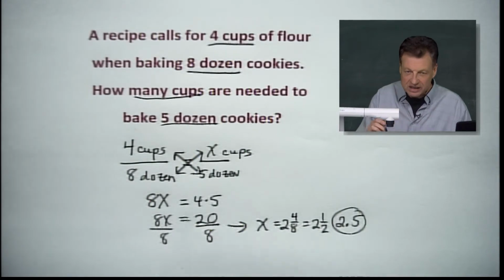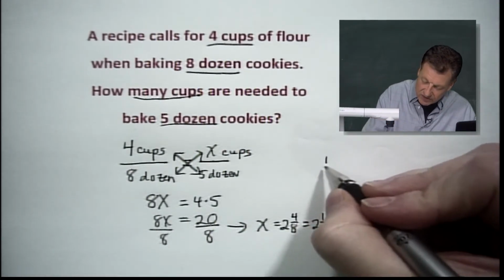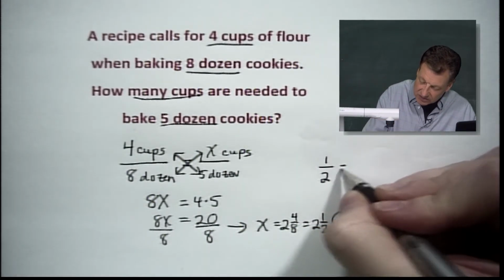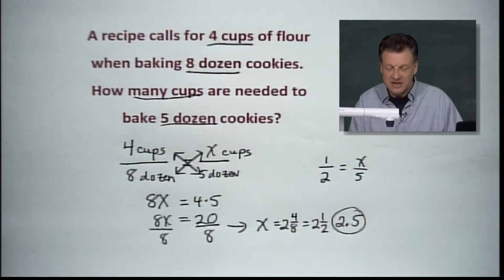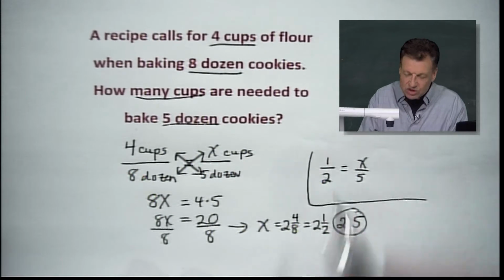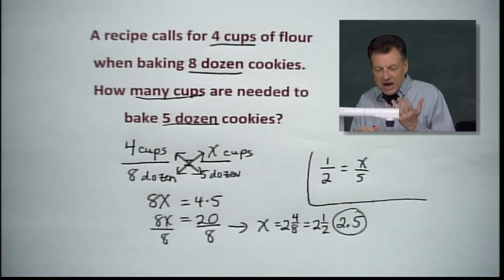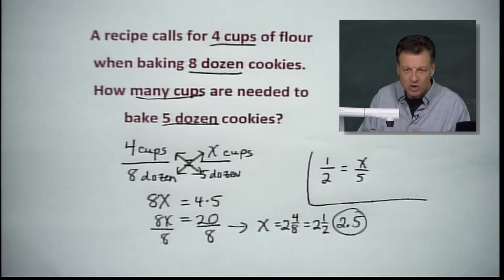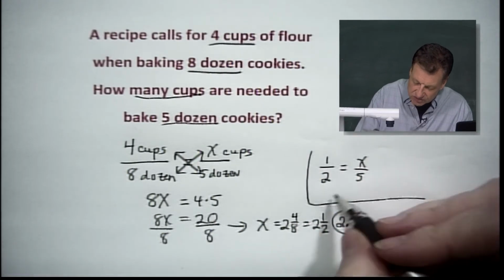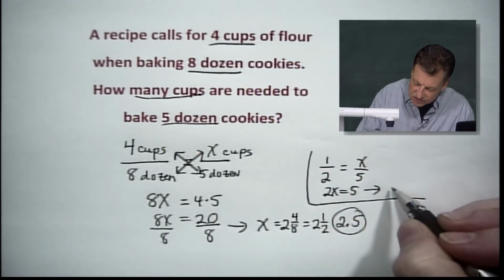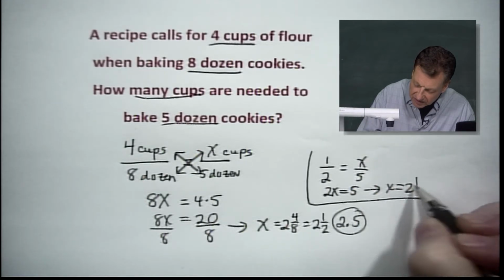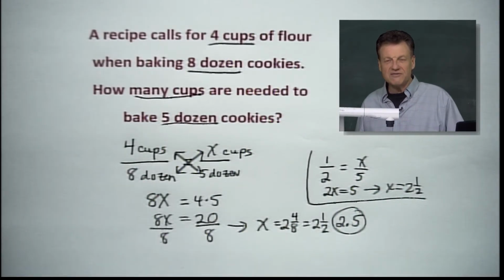Now I mentioned real quickly, and I'm just going to go back to it. What if we'd made 1/2 equal to x over 5? Would we still get the same thing? Well, my friends, if we reduced that fraction correctly, we'd keep the correct proportion, and let's cross multiply. You get 2x equaling 5, and you know what? The answer is still x equals 2 and 1/2, or 2 and 5/10.